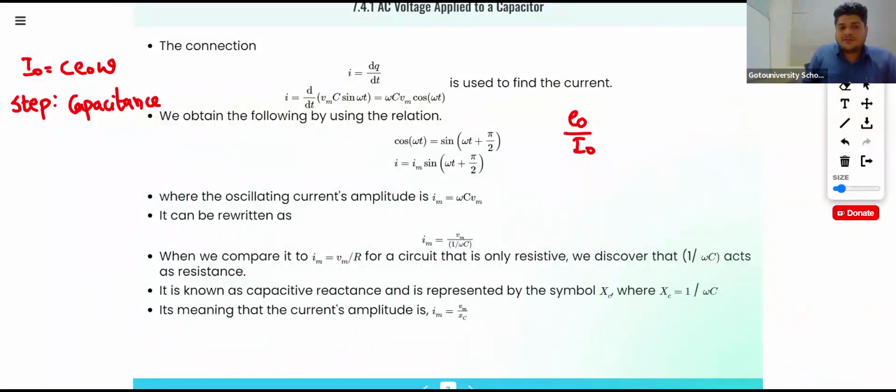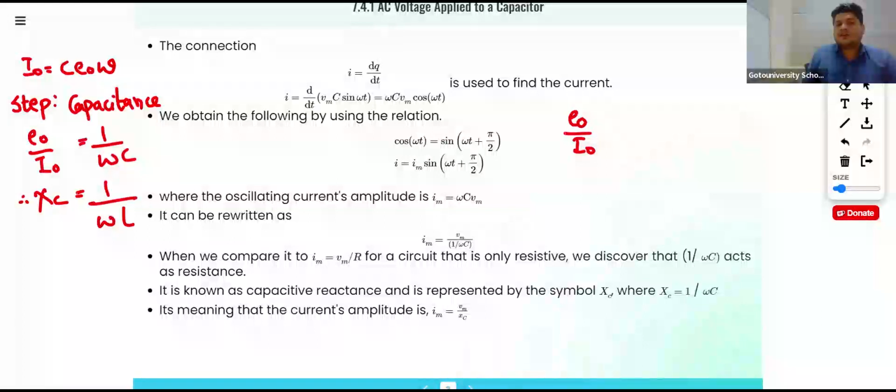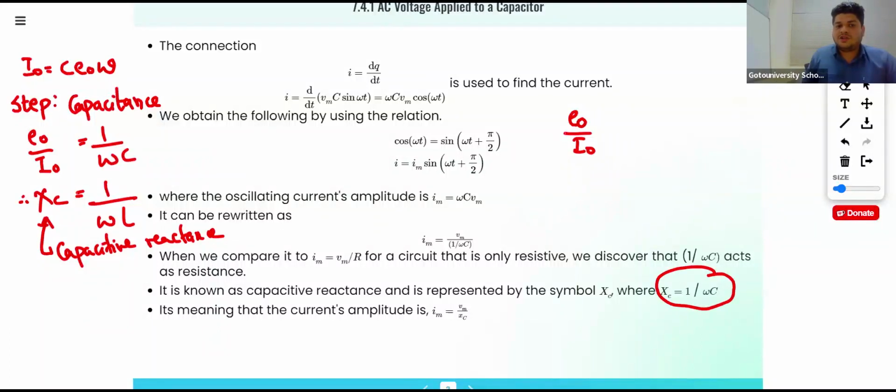So in this case, E naught upon I naught will be equal to 1 upon omega C. And this E naught upon I naught will be termed as XC, capacitive reactance. Previously it was inductive reactance, now it is known as capacitive reactance. This is how that variable comes into the picture, E naught upon I naught.